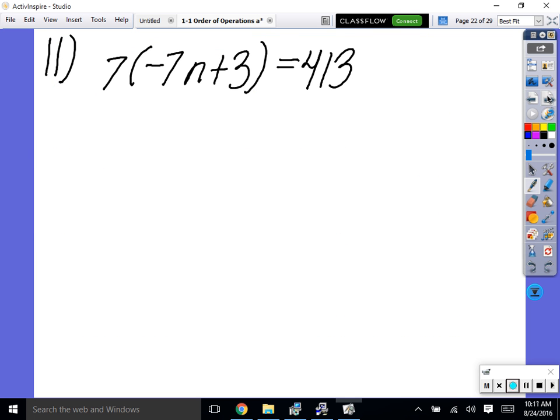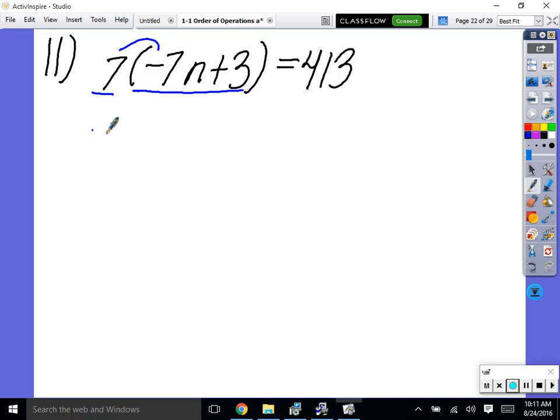So let's do number 11. And I'm going to do that off your worksheet. Here we go. Your worksheet, so I would do it, so then you don't have to do it. Number 11. So we have 7 times negative 7n plus 3 is equal to 413. We're solving for n. Now I want you to notice something real quick. We have 7 times all that stuff. We've got to distribute that 7 through. Okay, everybody?